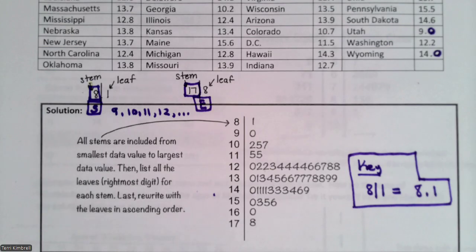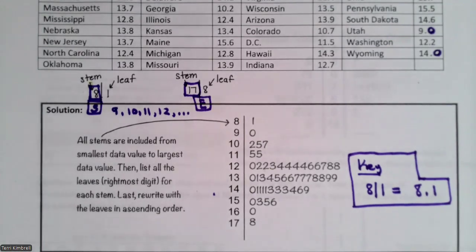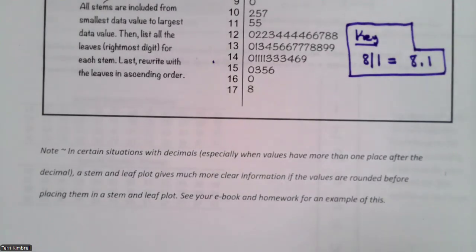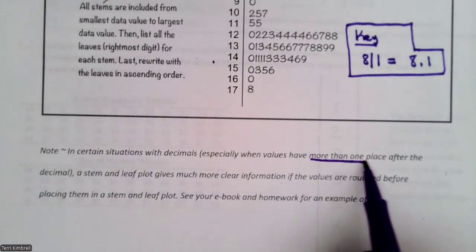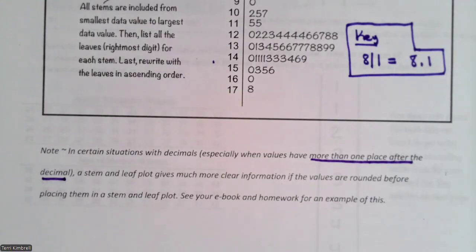So remember, in certain situations when you have decimals, especially when values have more than one place after the decimal, a stem and leaf gives much more clear information if the values are rounded before placing them in a stem and leaf plot. So when you look at your homework, you might see some examples of that. Sometimes it might tell you about rounding some things. If not, use the decimal that's given.